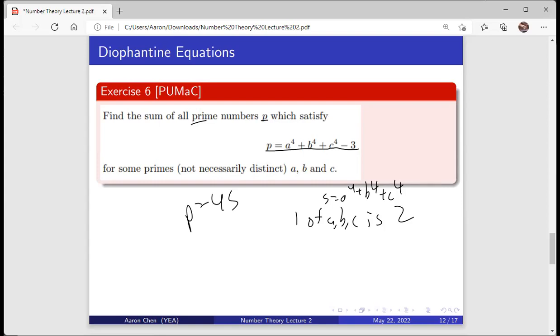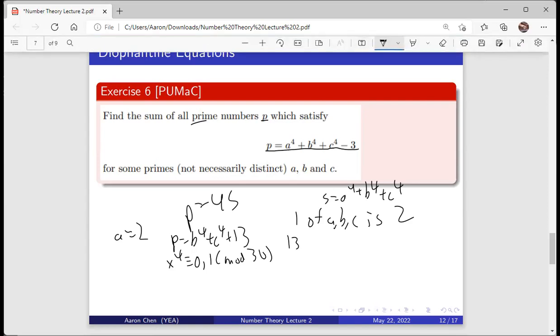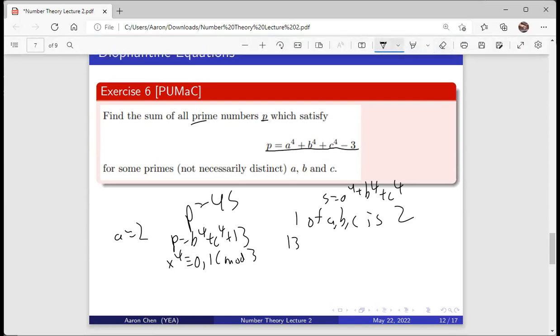a, b, c themselves don't actually matter much in terms of order. So, without loss of generality, let a equal 2. And so then you get that p is equal to b to the fourth plus c to the fourth plus 13. And if you look mod 3, you can see that x to the fourth is always 0 or 1 mod 3. So 13 is congruent to 1 mod 3.